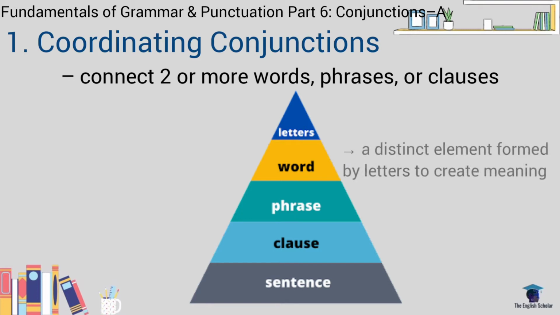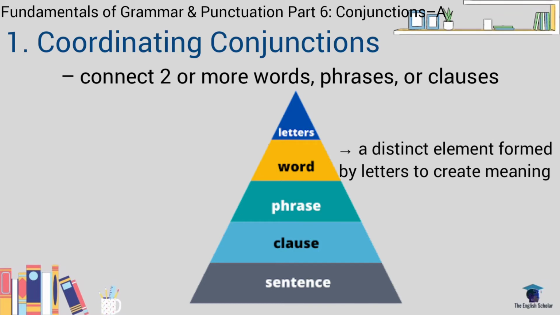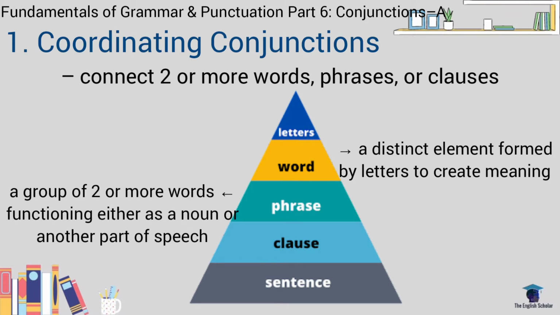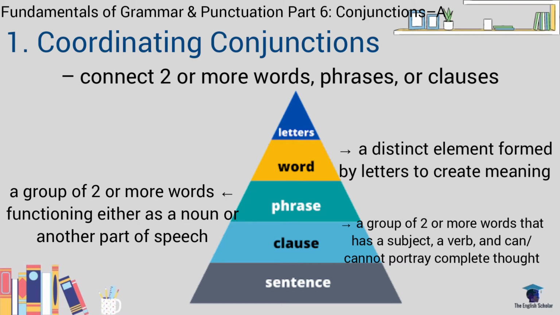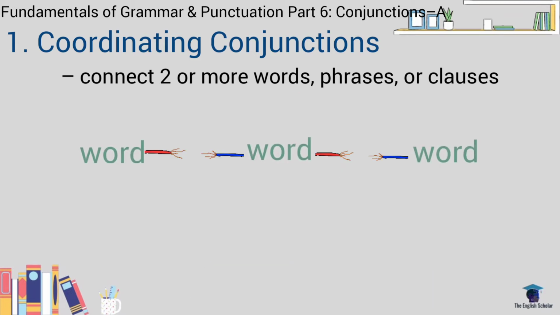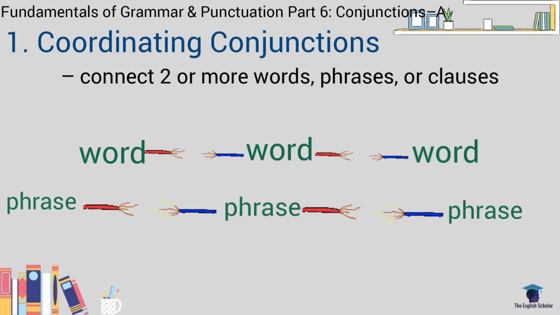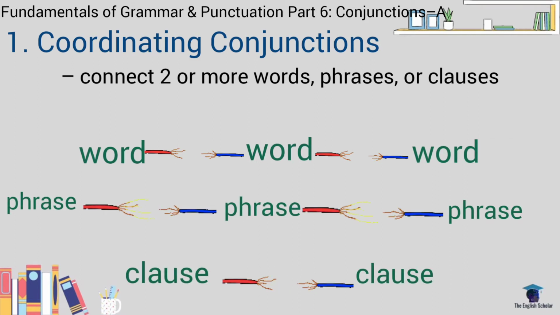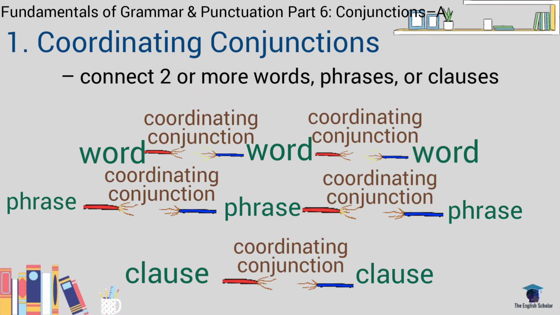A word is a distinct element of speech formed by letters to create a specific meaning. A phrase is a group of 2 or more words that functions either as a noun, verb, adjective, or another part of speech. A clause is a group of 2 or more words that contains a subject and a verb that can or cannot portray a complete thought. Sometimes it can be a simple sentence. When we want to join 2 or more words, phrases, or clauses, dependent or independent, we use coordinating conjunctions.